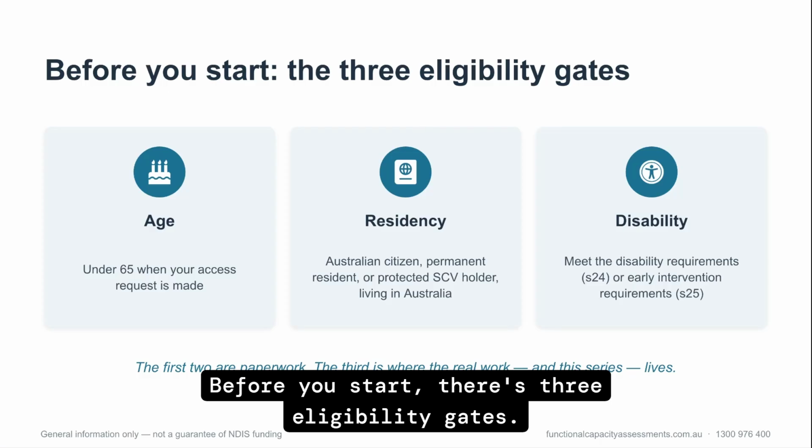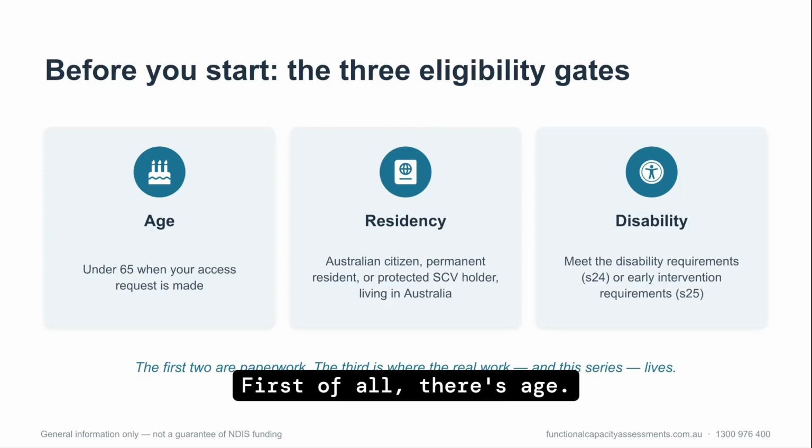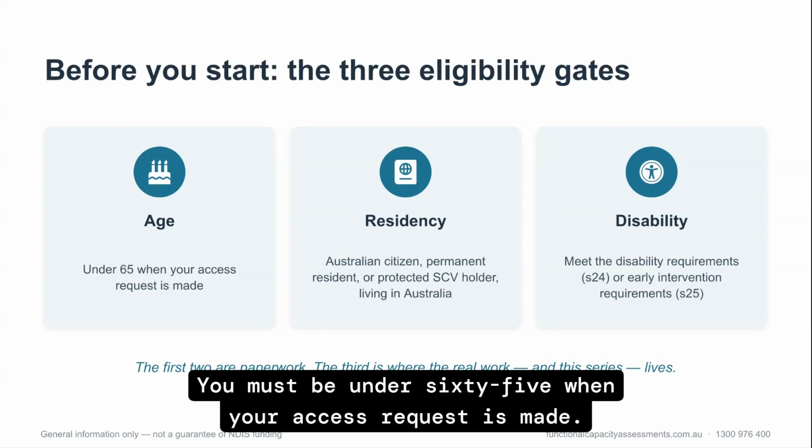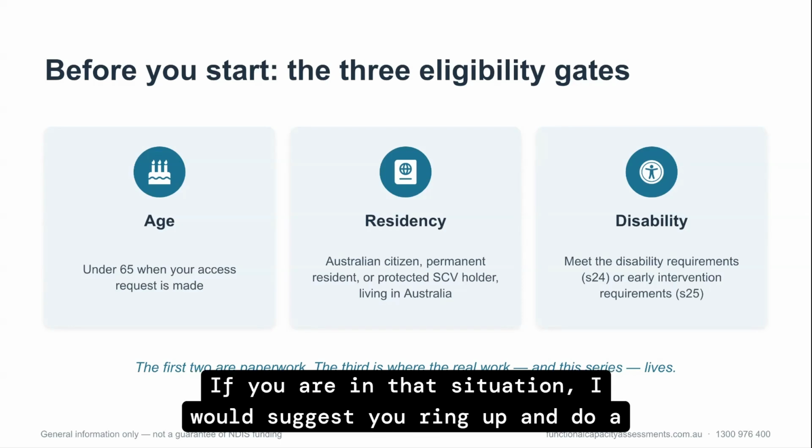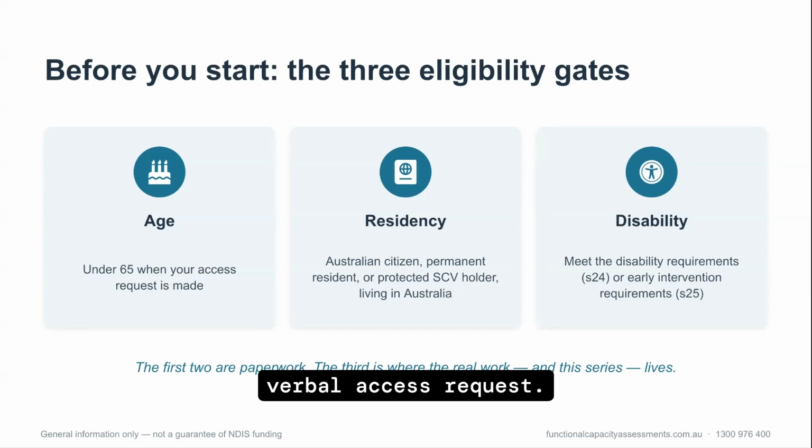Before you start, there are 3 eligibility gates. First of all, there's age. You must be under 65 when your access request is made. You can be 1 day before you turn 65 and you can get that access request in. If you are in that situation, I would suggest you ring up and do a verbal access request. You can do it over the phone.